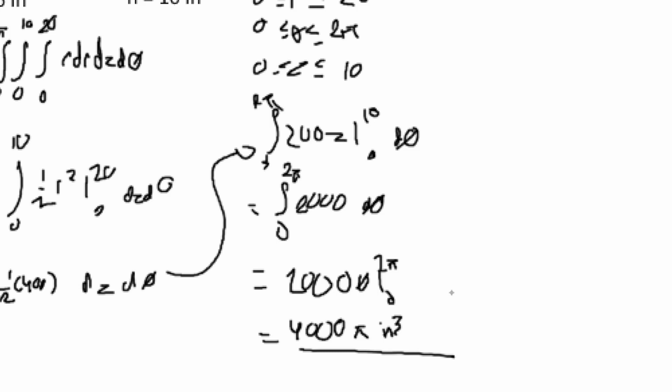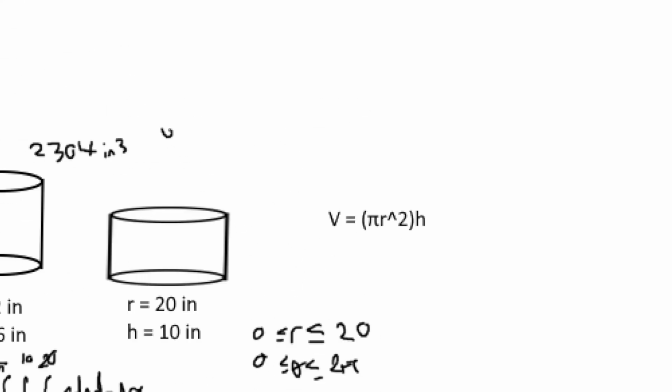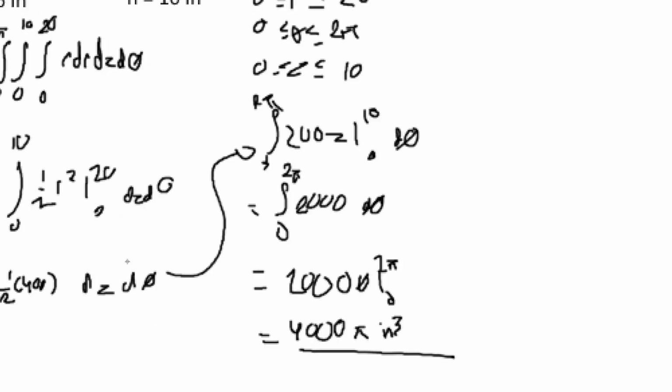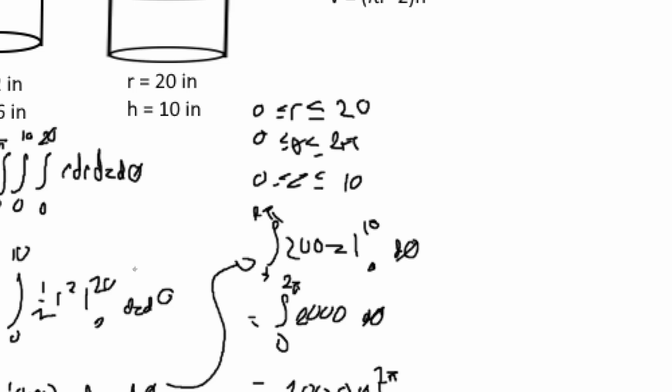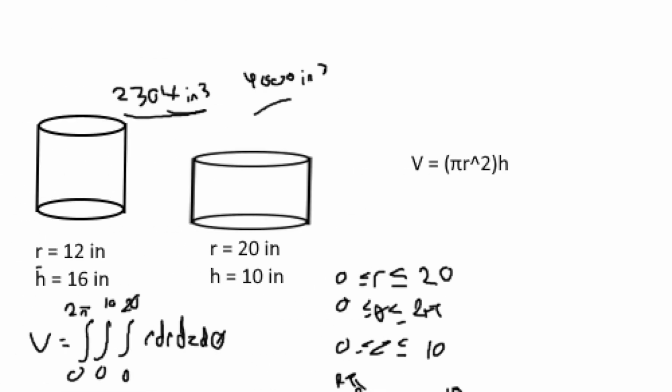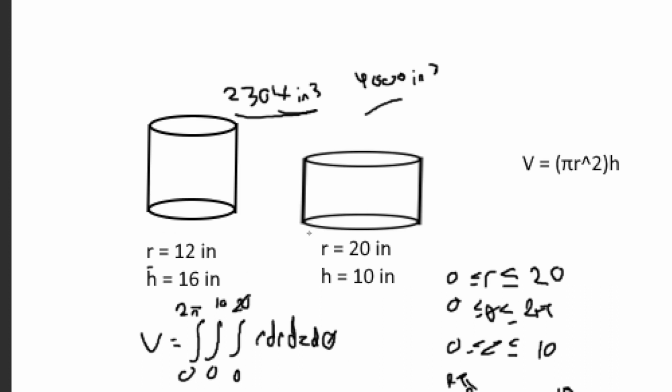So the volume of the second bucket here is 4,000 pi cubic inches. Wow, that is way bigger than the other one. So now that you've done all that calculation, probably in your head, or maybe on a napkin or something, you will know definitively that bucket 2, although being the same price as bucket 1, is almost double the volume.